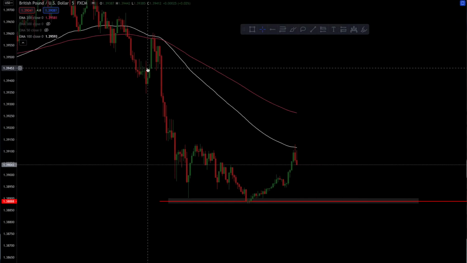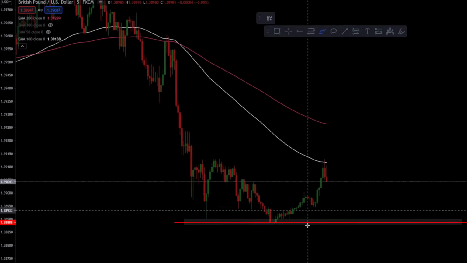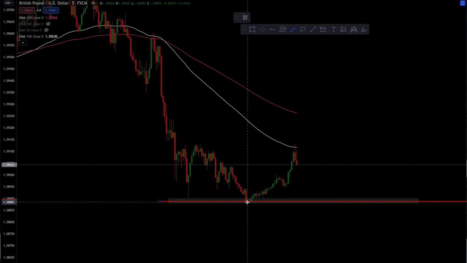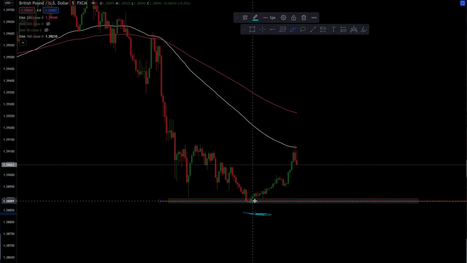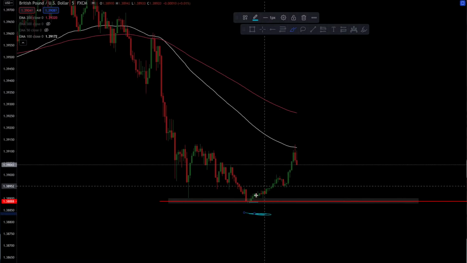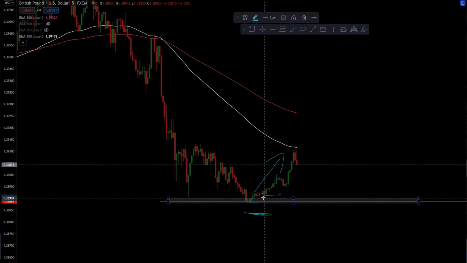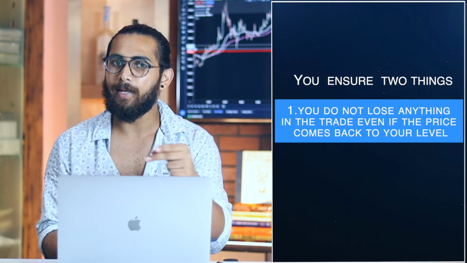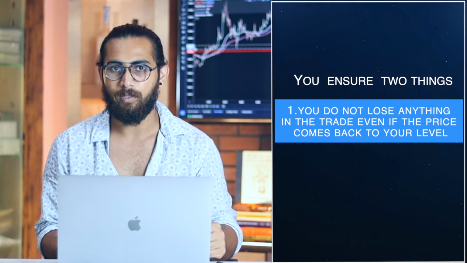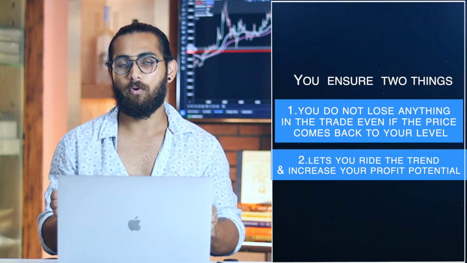For instance, let us suppose that you see a good buy opportunity on GBP/USD at this point. Then you place the stop loss 50 pips below, at this level, and you enter the trade. Eventually the price moves in your favor, to the upside, and you see this as a positive sign and shift your stop loss to your entry level, which will be over here. By doing this, you ensure two things. The first is that you do not lose anything in the trade even if the price comes back to your level, and the second is that it lets you ride the trend and increase your profit potential.